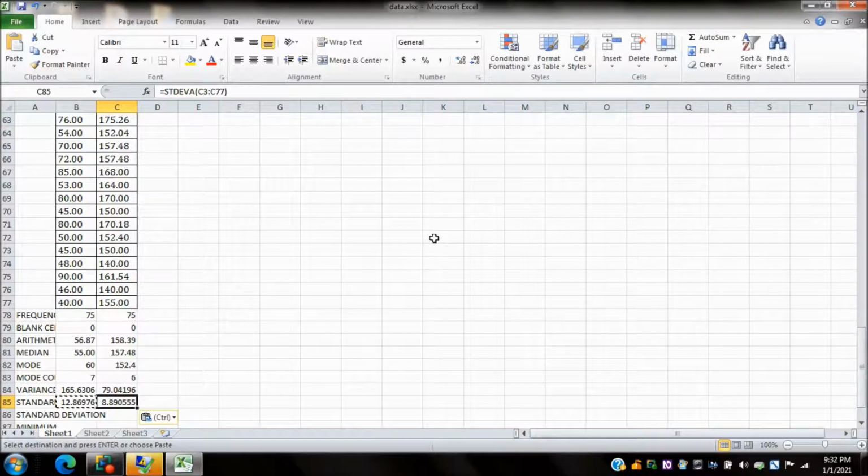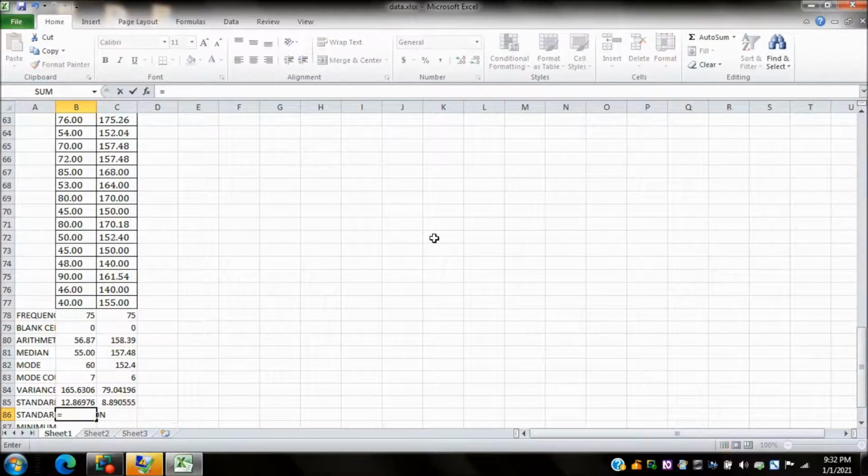Now the square root function in Excel is simply the letters SQRT and the cell range or cell reference. So here in B86, I'm going to find the standard deviation using the square root function. So I'm going to input equals SQRT.